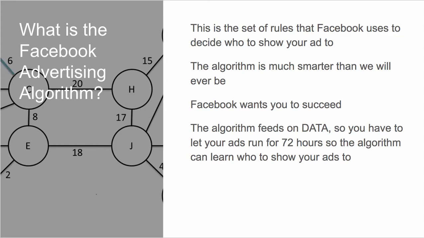Isn't that right? So Facebook is going to use its algorithm, which is some advanced technology that is way smarter than we are, and it's going to take the data it's getting back from the audiences and go out there and find the best people to serve your ads to based on your objective. So Facebook wants you to succeed, and it will make sure that you do if you plan your campaigns properly, you target the right audiences, you have the right objectives, and you have a relevant ad for the audience.